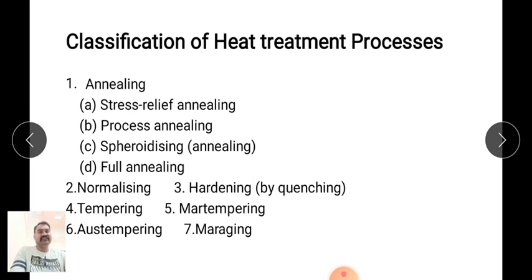Annealing is classified into 4 types: stress relief annealing, process annealing, spheroidizing annealing, and full annealing. These are the 4 types of the annealing process. Then second is the normalizing process, third hardening, also known as the quenching process, fourth tempering, fifth martempering, sixth austempering, and seventh maraging. These are the different heat treatment processes we will have to study in this unit.